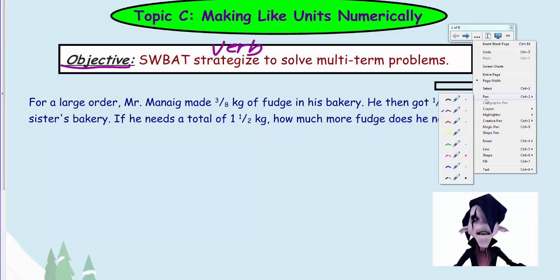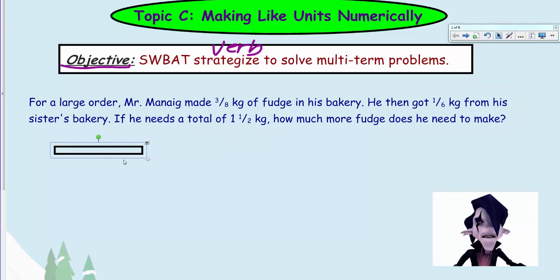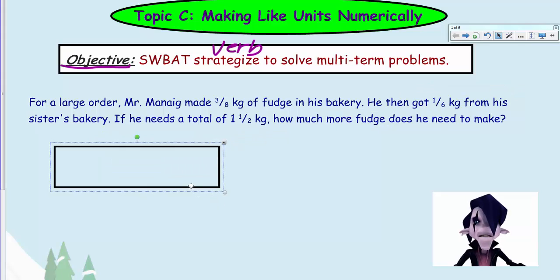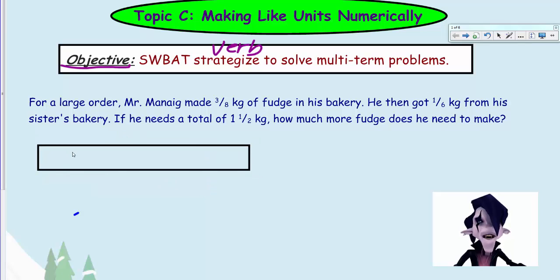Okay, well, let's go ahead and get a nice working pen. Let's go ahead and get the blue, make it all blue. First I need to set up my tape diagram. So we'll take this here, make it a little bit longer and skinnier. It looks like in his own bakery, which we could go ahead and mark, he made 3/8 kilogram.